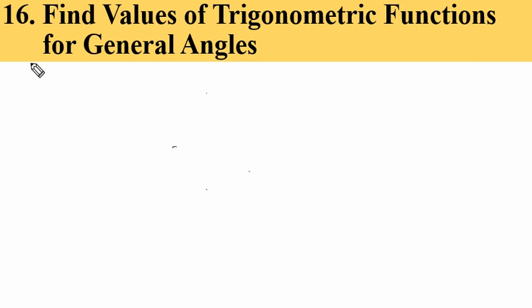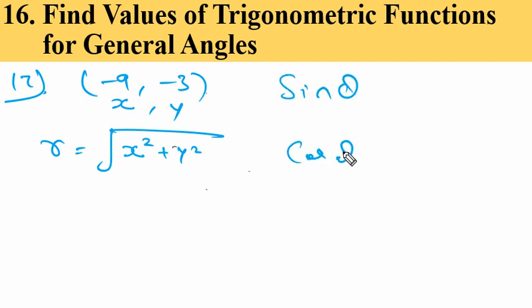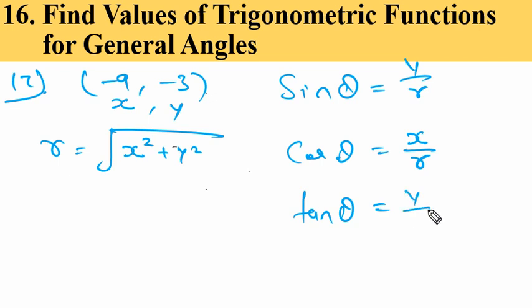Now we have one last question, question number 17, and that is negative 9 comma negative 3. Try this by yourself. R is equal to square root of x square plus y square. This is x, this is y. Check if you can find all the angles. Sine theta is y over r, cos theta is x over r, and tan theta is y over x. The remaining are just opposite of these three.